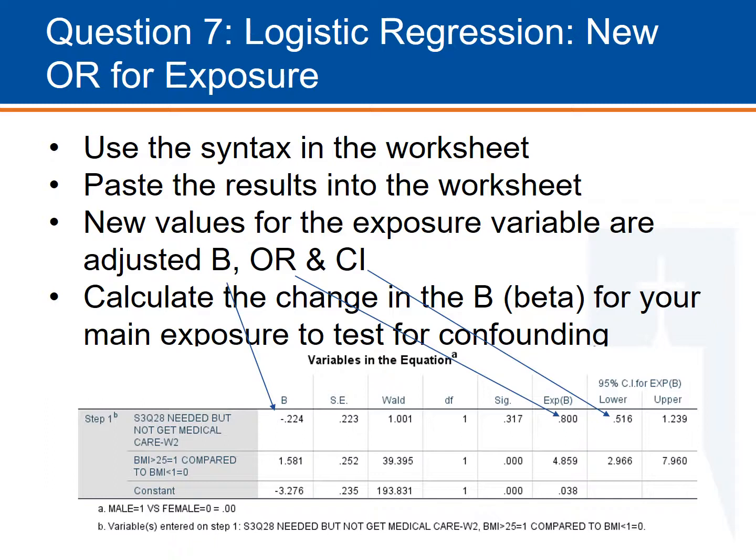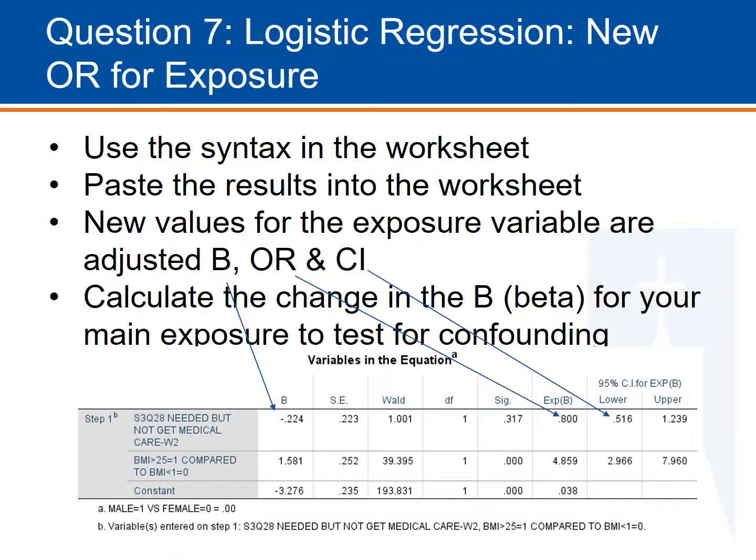This is output showing how to read the logistic regression results. Although I'm using a different exposure and confounder than in the example worksheet, after running the syntax you will get output below that looks like this. Your first question will probably be, which row do I use for the B, the odds ratio, and confidence interval? The most important row is the row related to your main exposure. In this case, needed but did not get medical care. But in your worksheet, it will be having no health insurance.